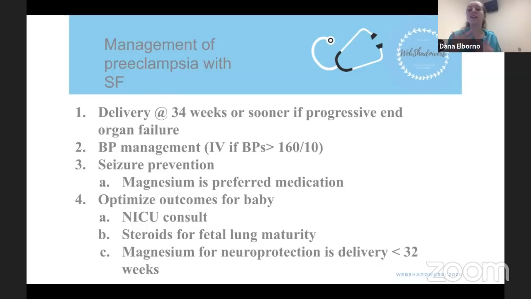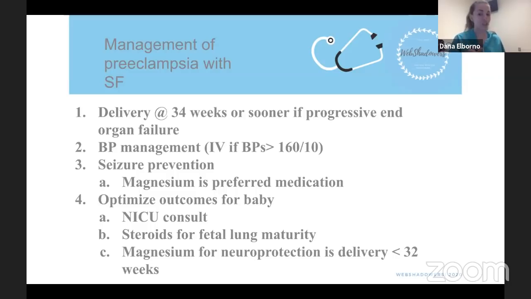But if their liver function studies are continuing to increase, they have a headache that won't go away, their kidney function is progressively getting worse, there's really nothing that we can do to prevent that other than delivering the baby. So unlike blood pressures, where we have blood pressure medications that we can treat, those other sequelae or end organ damage of preeclampsia, we don't have anything we can do for it aside from delivering the baby and getting the placenta out of there. So certainly if there was a progressive end organ effect from preeclampsia, even before 34 weeks, we would have to consider moving towards delivery sooner rather than later.